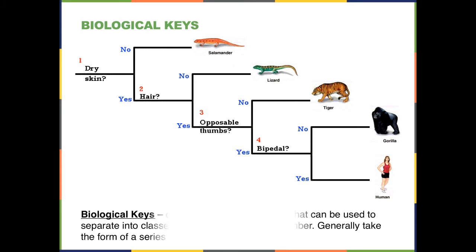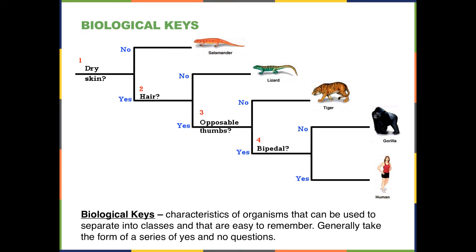A biological key is the set of characteristics of an organism that can be used to separate them as you go down through those levels. So as you start with kingdom, there's a characteristic that separates one kingdom from another. Then you go to phylum, and there is a characteristic that separates different phyla. And then you go down to the next and to the next. And these are generally yes-no questions.